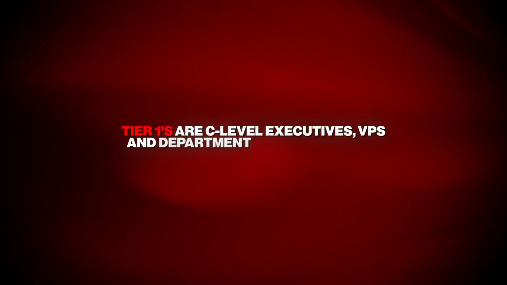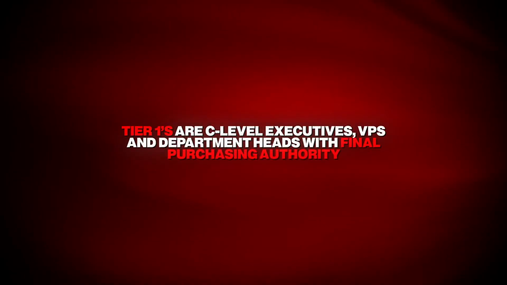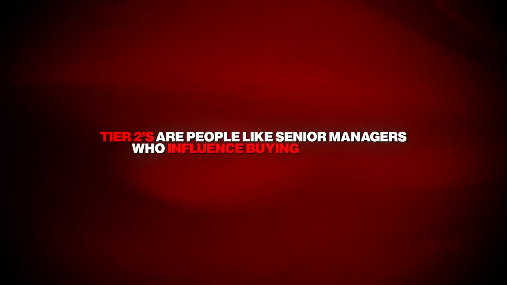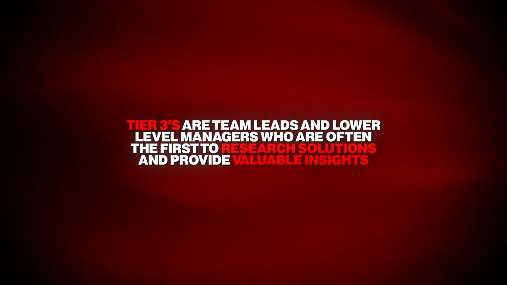Okay, so decision makers typically fall into 3 tiers. Tier 1s are C-level executives, VPs, and department heads with final purchasing authority. But remember, these people are harder to reach. Tier 2s are people like senior managers who influence buying decisions, but don't really have the final say. And lastly, tier 3s are team leads and lower level managers who are often the first to research solutions and provide valuable insights.